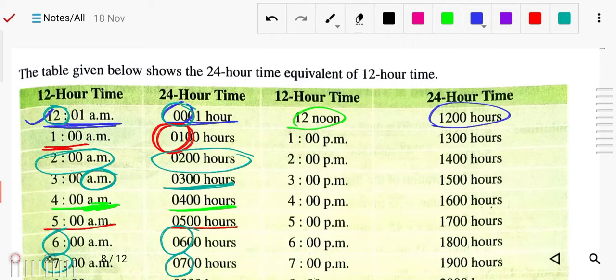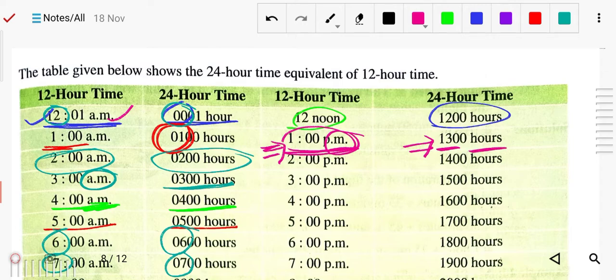Okay, got it. Now next you can see when it is 1 p.m. This is the important one, when it is p.m. Here you can see the time does not stay the same as in the a.m. When it is p.m., it is now 13.